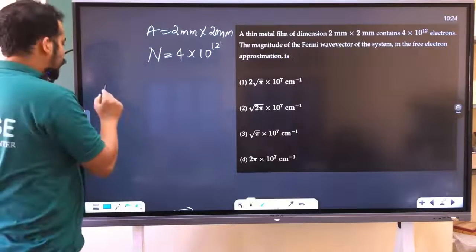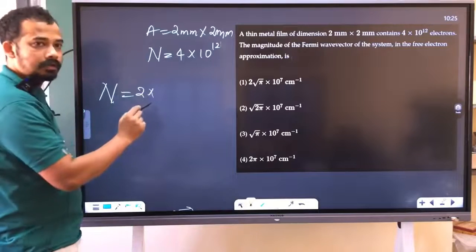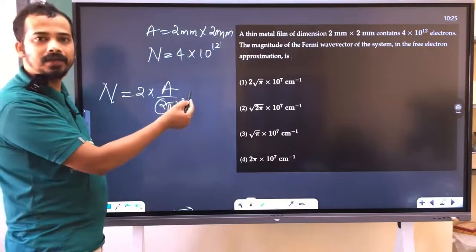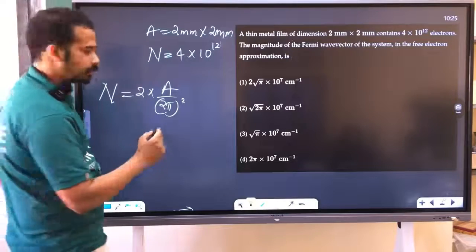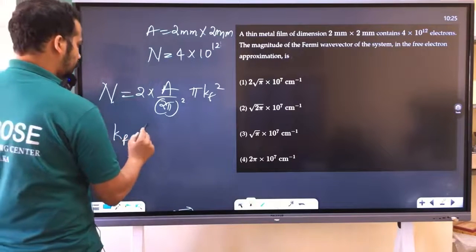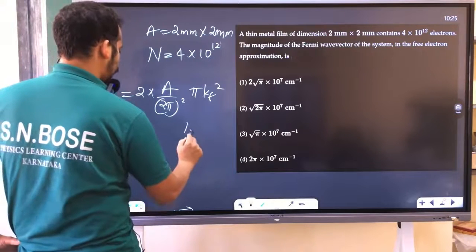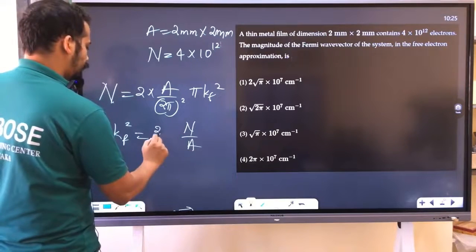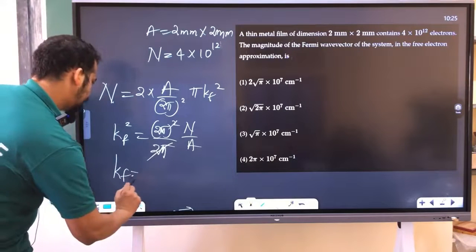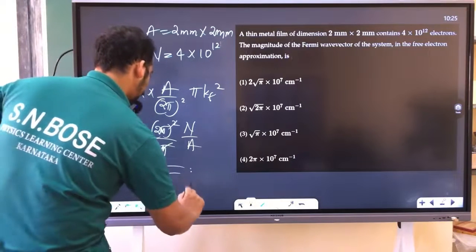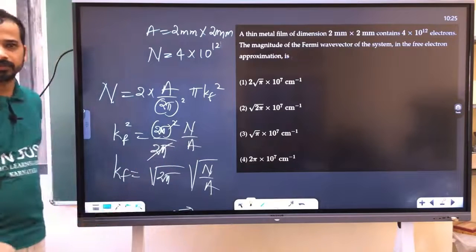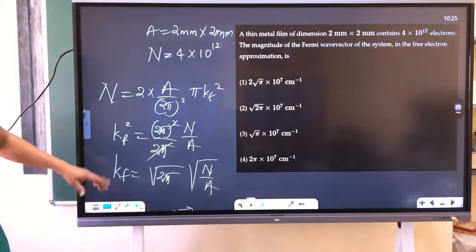Then what would you do? What I have written for 2 dimensions: N is 2 electrons times area divided by (2π) square, times d square k integrated over the Fermi disk, that's equal to π kf square. I think this will give you a very quick answer. kf square is equal to N by A times (2π) the whole square divided by 2π. So kf is equal to root 2π times root N by A. I hope this is the answer. Check this out. How simple it is.